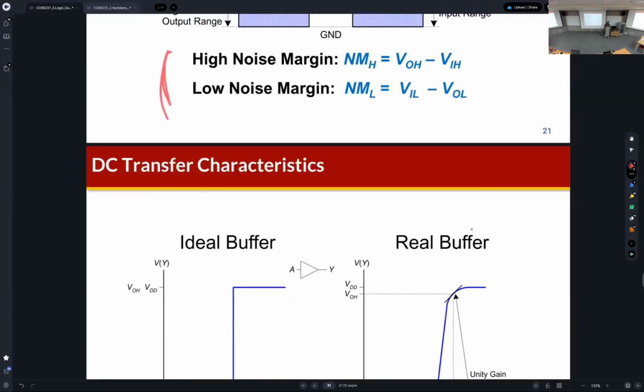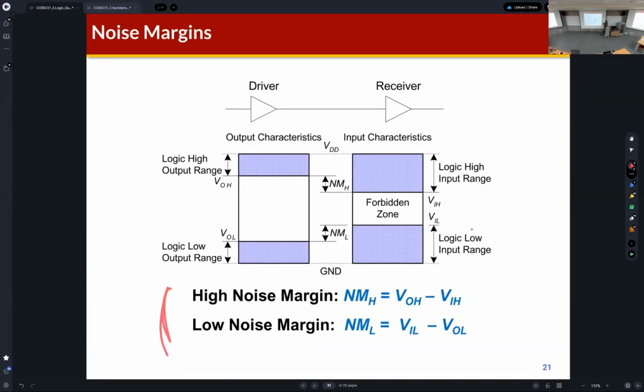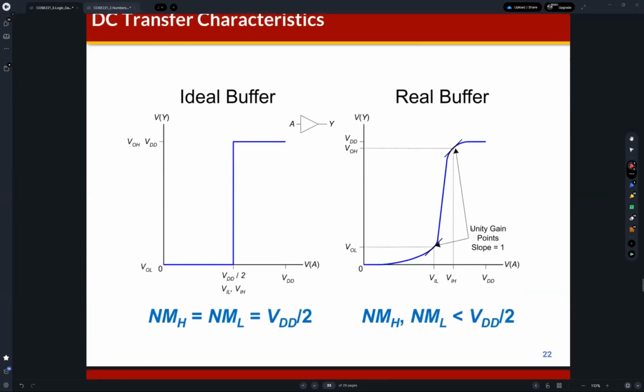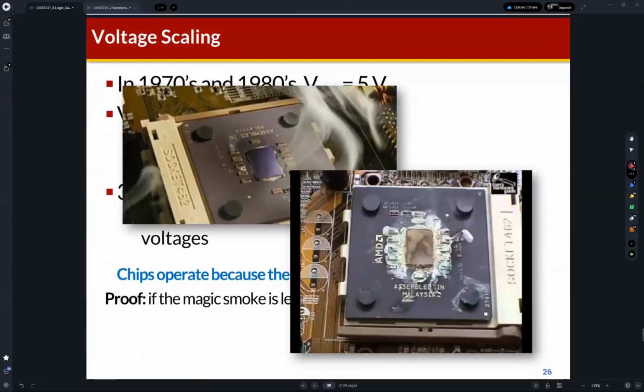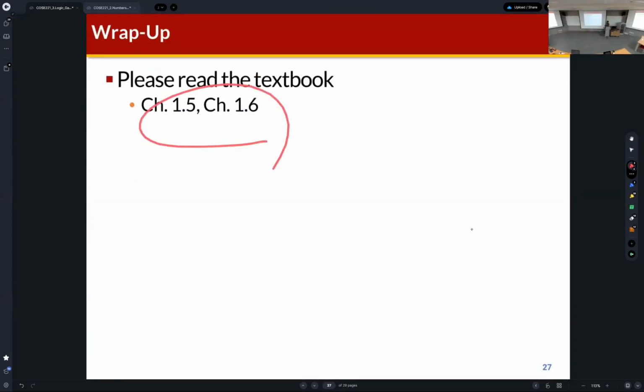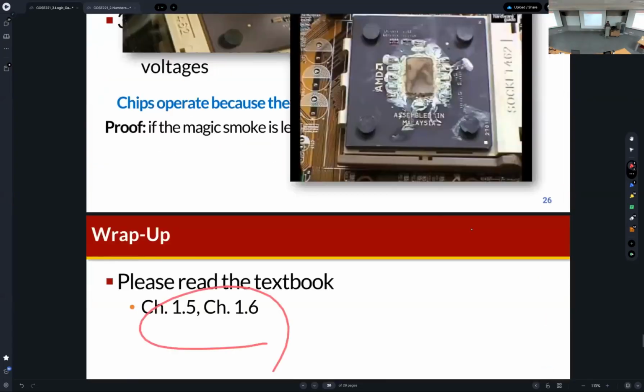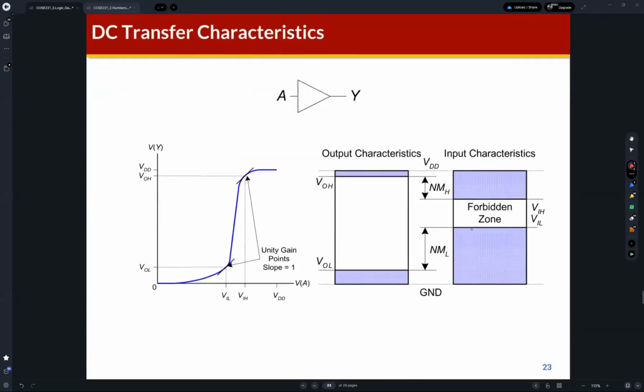Okay, we can stop here. Please read the textbook, and in the next class I will also cover the remaining part of the slides. Then I will explain the real design.